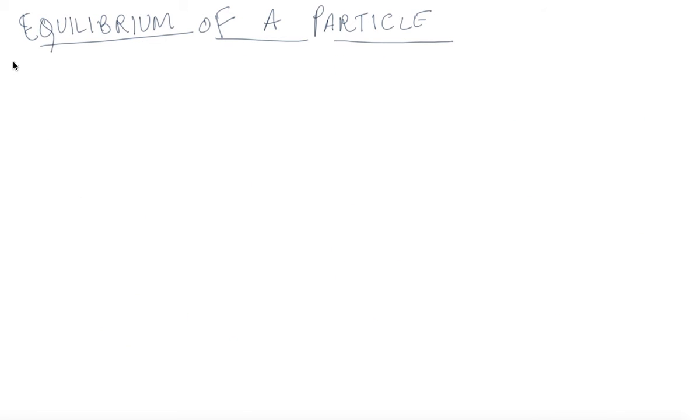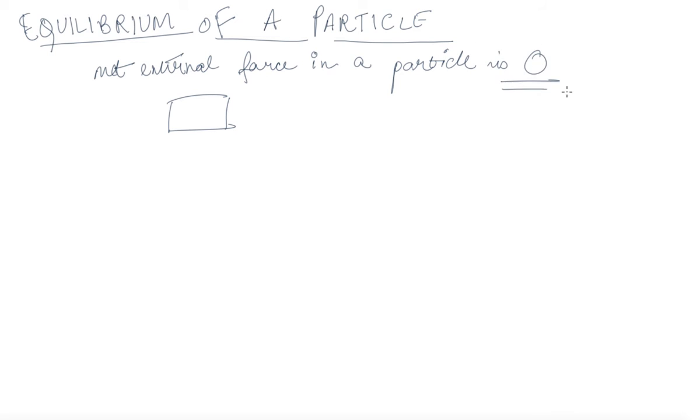Now let's come to the next topic, that is equilibrium of a particle. The equilibrium of a particle in mechanics refers to the situation when the net external force on the particle is zero. Now this was what was written in our book, but what does this actually mean? It was written that the net external force on a particle is zero.